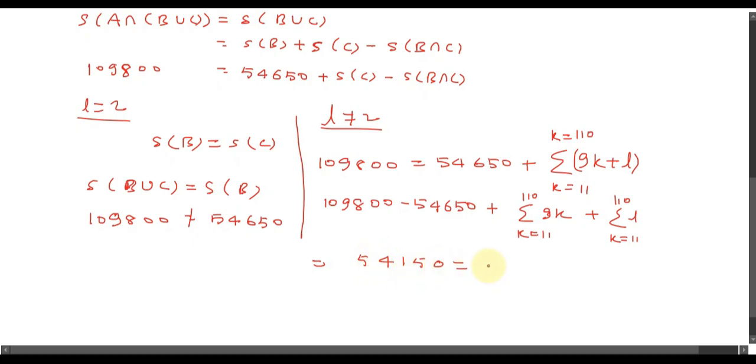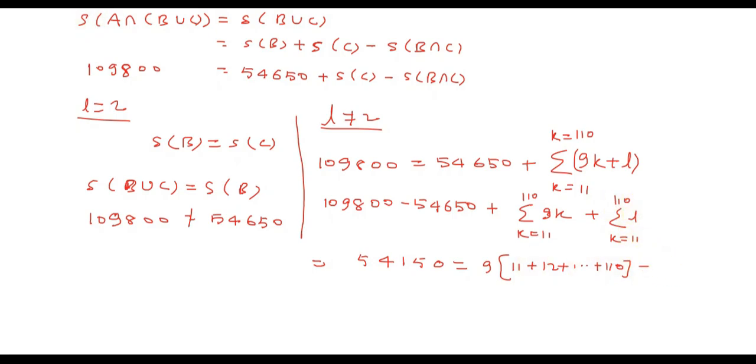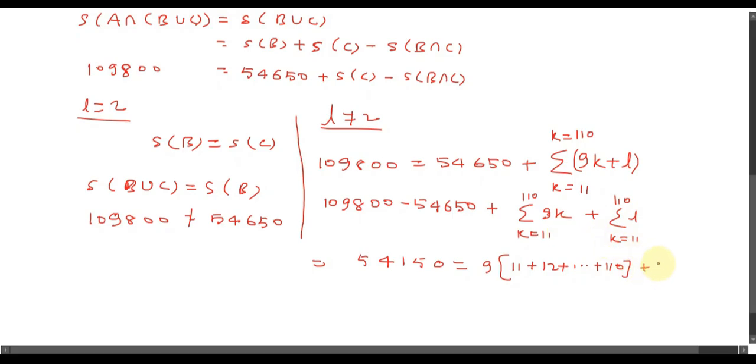And this is equal to 9 taken outside of the summation, and summation of k is equal to 11 plus 12 plus, and it will go till 110, plus, see how many terms there are from k equal to 11 to 110. It is going to be 100 terms, so we will have 100 into L.